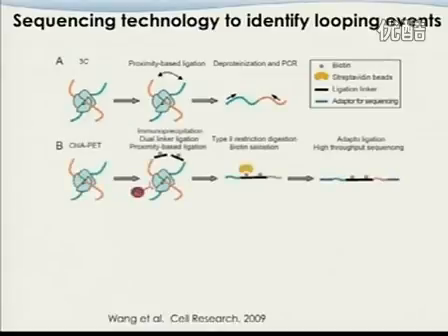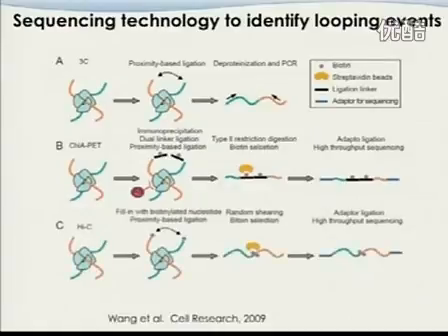Or there is a more sophisticated approach, where you not only ligate them together, but add some type of linkers or some kind of bait in this region, and eventually you can concentrate the signals. You only focus on these ligated sites. And this is called Hi-C. I think this was published in Science in 2009. And it's very similar to 3C.